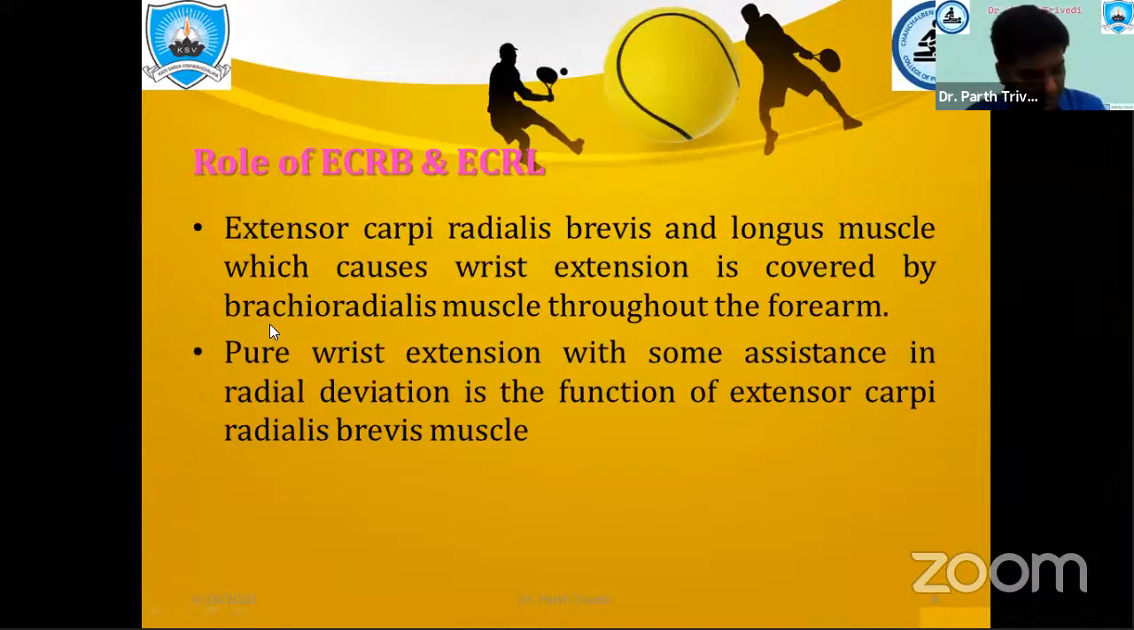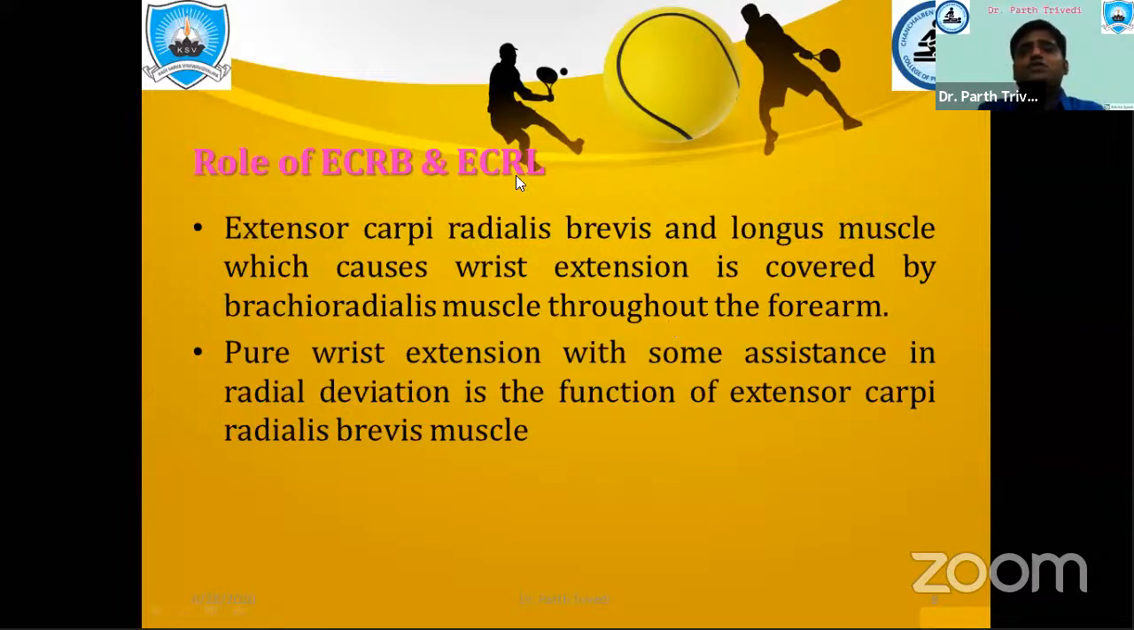So now, what is the role of ECRB and ECRL? ECRB is extensor carpi radialis brevis, and ECRL is extensor carpi radialis longus. Brevis is the small muscle, longus the larger muscle. So basically, these two muscles are much more into brisk extension. And along with these two muscles, you have the brachioradialis muscle coming into the picture throughout the forearm.